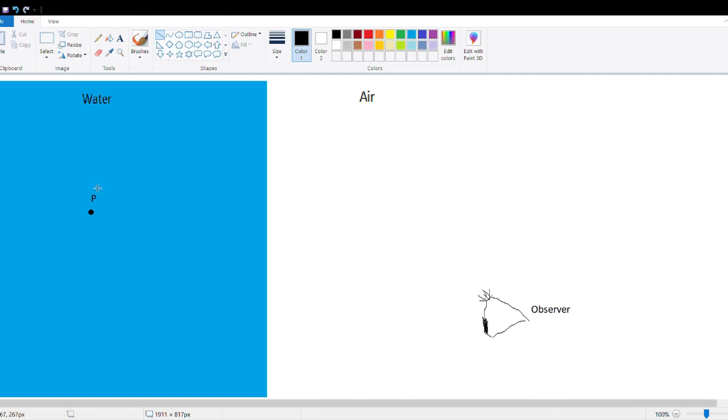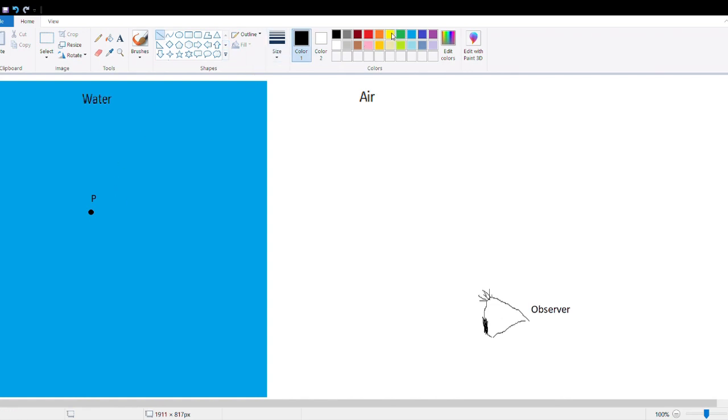In this situation, we have an object, a point P, in water and the observer outside the water in air, where the eye has been drawn. Now, there is a difference when we have the object and the observer in the same location. For example, if they were both in the water, or both in air, the ray would go straight into the person's eye. But in this case, the ray does not go straight into the person's eye.